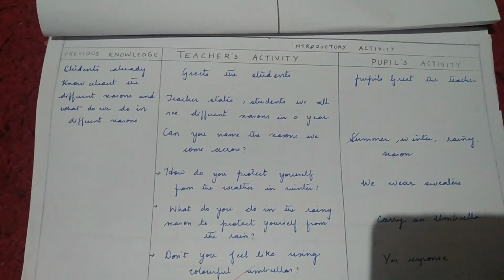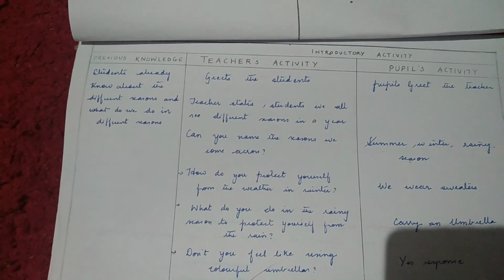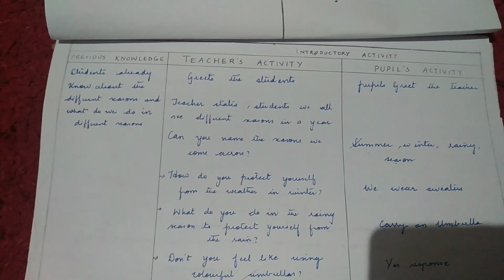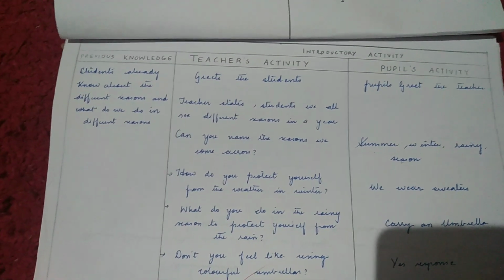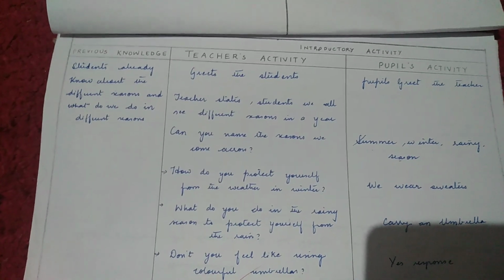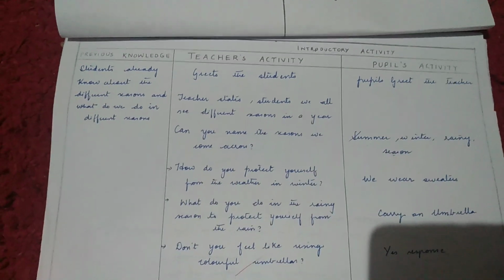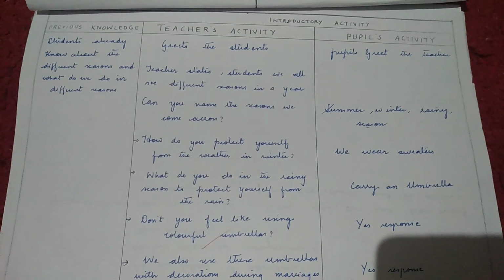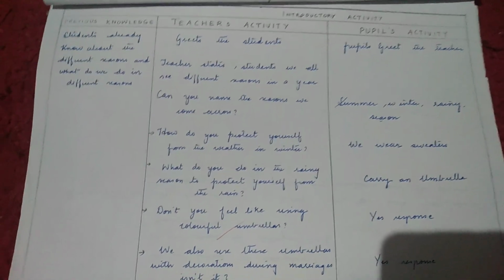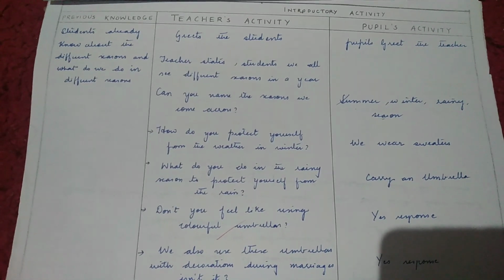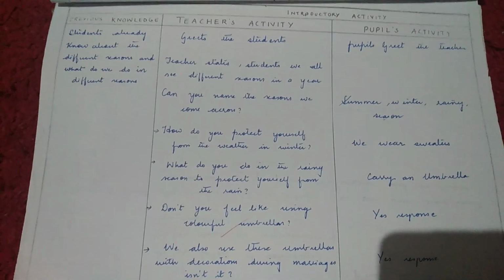And for the next question, you can give a statement, or you can take that answer and appreciate them. Yes, children, very good. We have summer, we have winter, we have rainy season. And then you would proceed with, how do you protect yourself from the weather in winter? So children would come up with the answer, we wear woolen clothes, or clothes that save us from the cold.